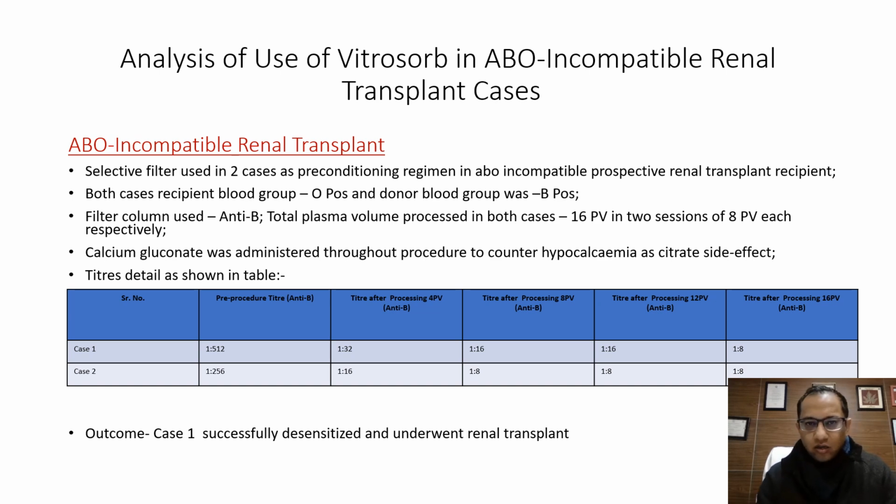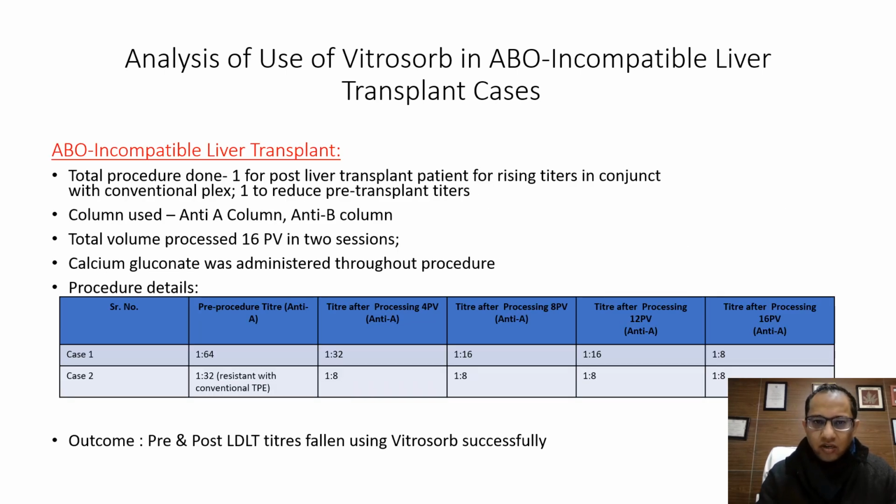We have done it in 2 cases of renal transplant and 2 cases of liver transplant, and in all 4 cases we managed to get the titers from as high as 1 in 512 down to 1 in 8 and 1 in 4. It has been very helpful for us. People have a perception that the filter is a little costly, but if you look at the average length of stay, the patient anxiety, and the kind of resources required, it is really helpful for ABO incompatible transplants.